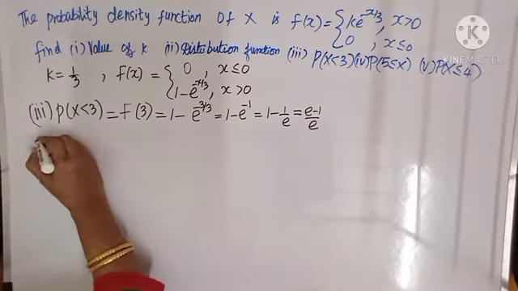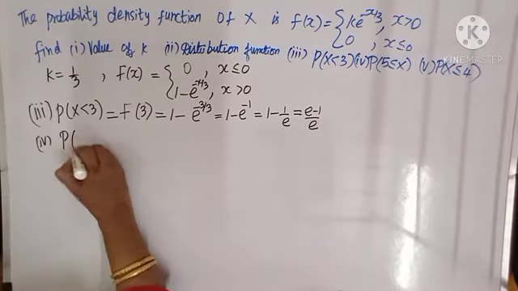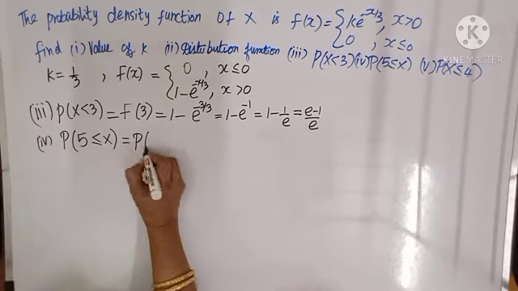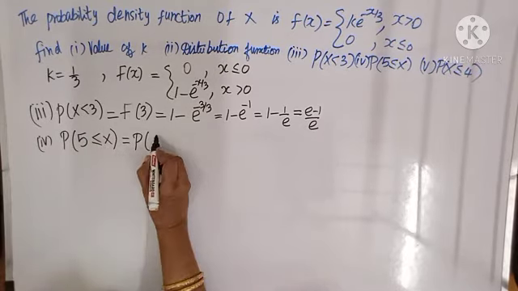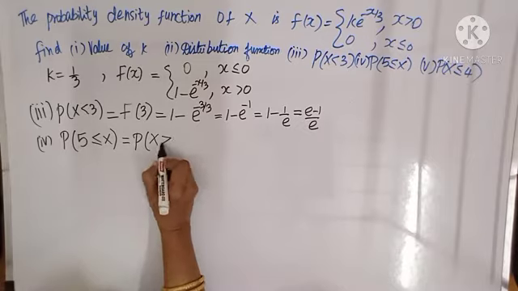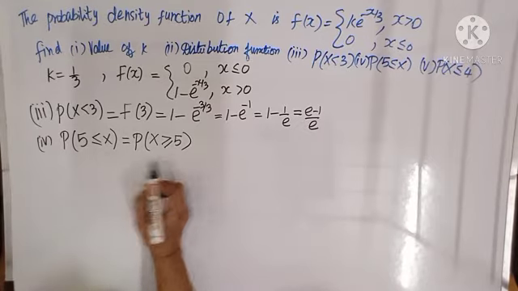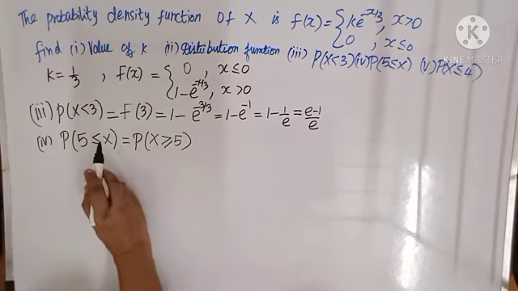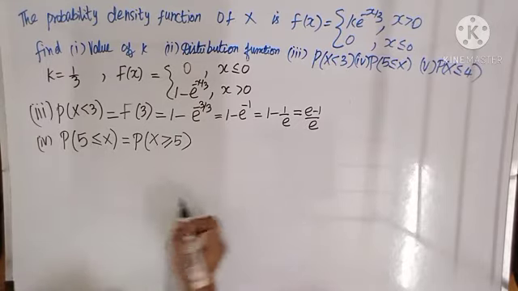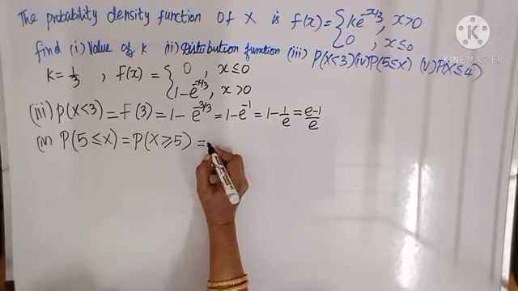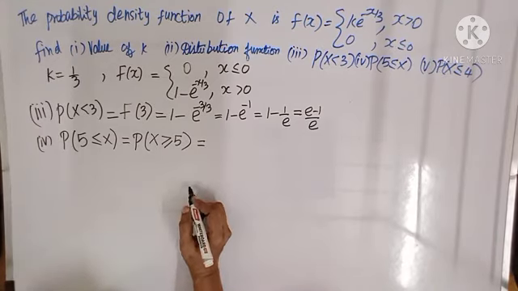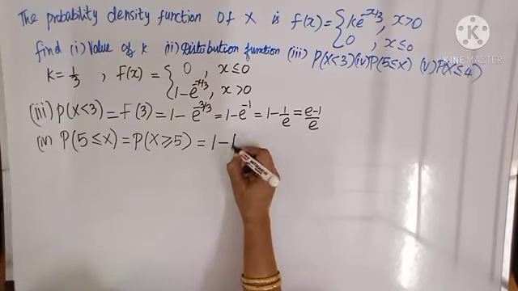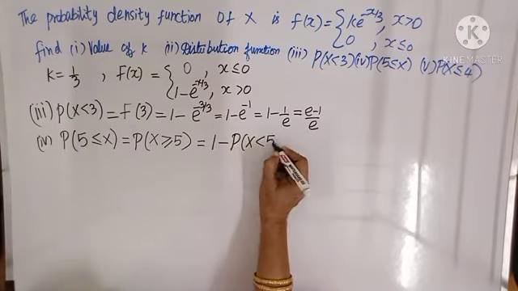Fourth subdivision, we want to find out P of 5 less than or equal to x. Rearranging by writing x first, x greater than or equal to 5. I say 5 less than or equal to x, or if I reverse, x greater than or equal to 5. My question is greater than or equal to. If I want to use capital F, I can write it as 1 minus P of x less than 5.